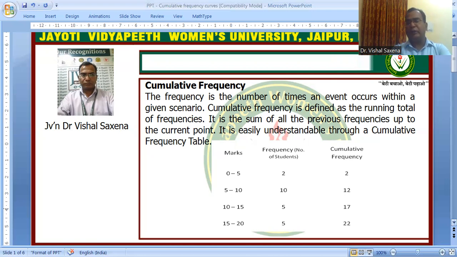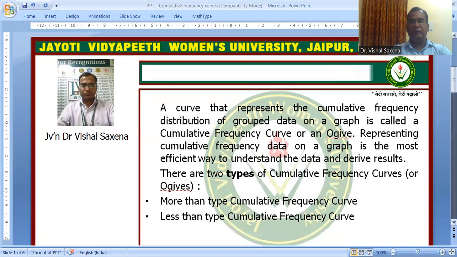So in this way, the cumulative frequency for 10 to 15 becomes 17, and the cumulative frequency for the data value 15 to 20 is 22. It is obtained by 5 plus 5 plus 10 plus 2. This is the cumulative frequency table, and in this way we can form it. This is a very important and useful part of statistics. Later on we will discuss more about this.